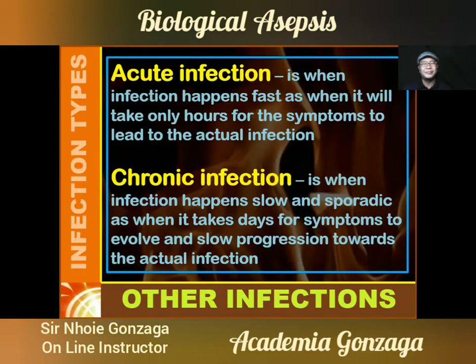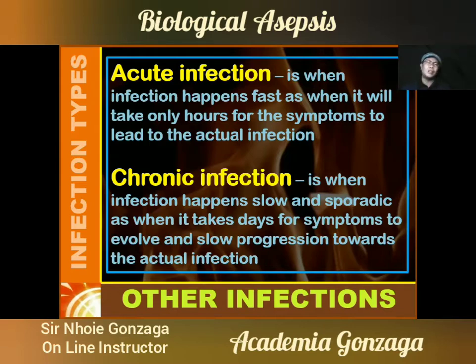Now, in terms of the length of stay of the infection, we have two kinds, acute infection and chronic infection. When you say acute infection, this is when infection happens first and it will take only hours for the symptoms to lead to actual infection. Okay? That is acute. When you say chronic infection, it is when infection happens, okay, in a very slow manner, sporadic, and it will take days to really result in actual infection.